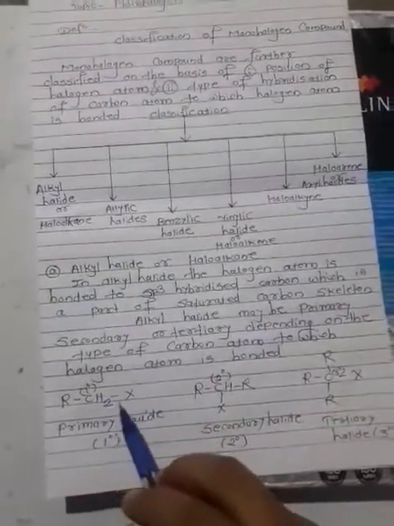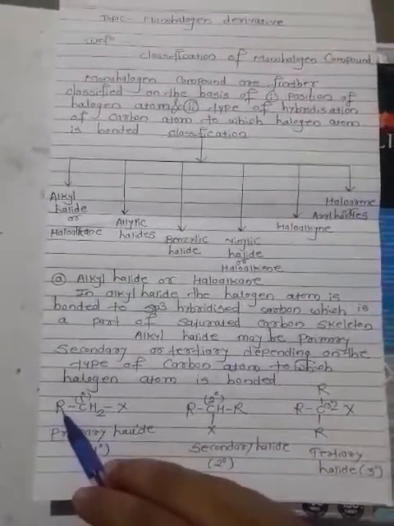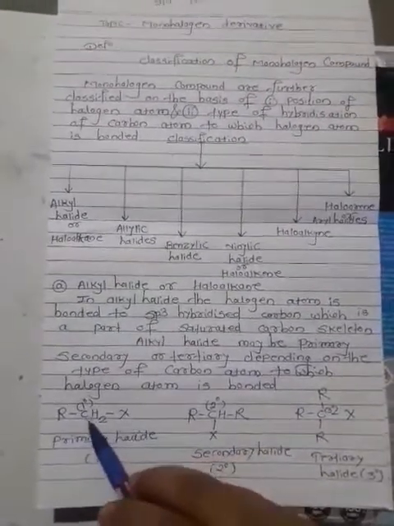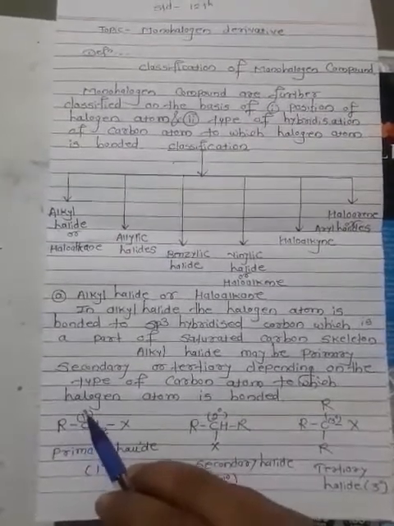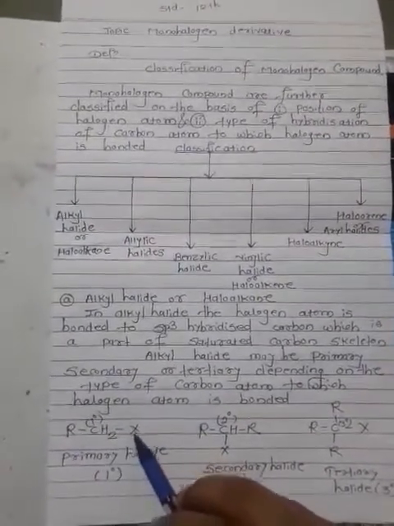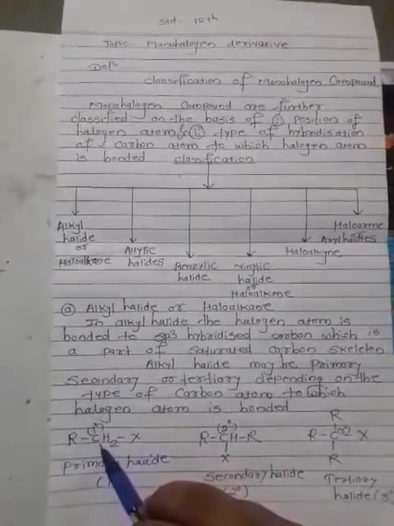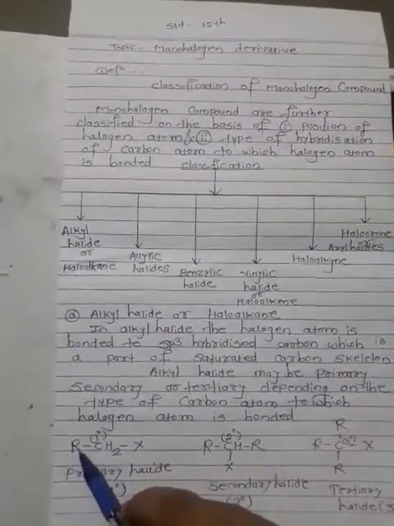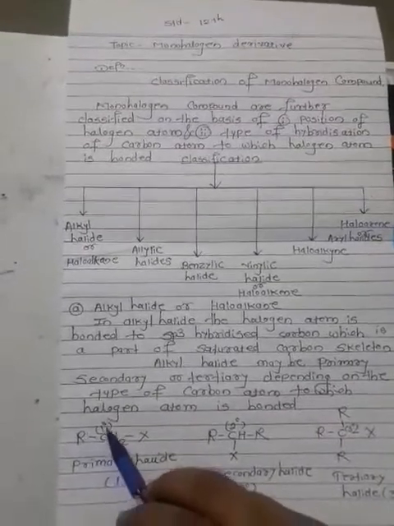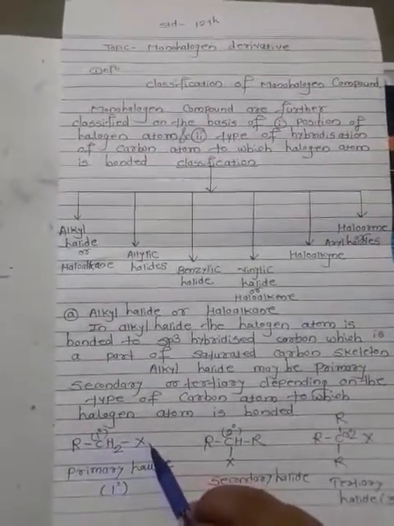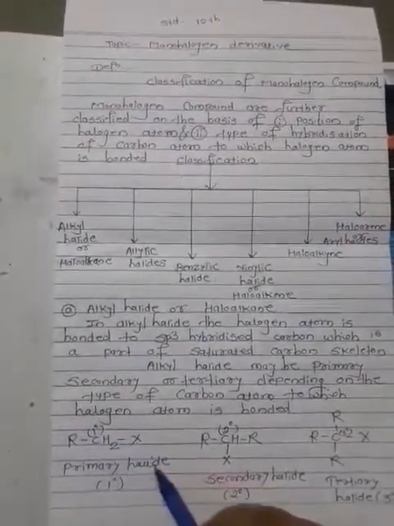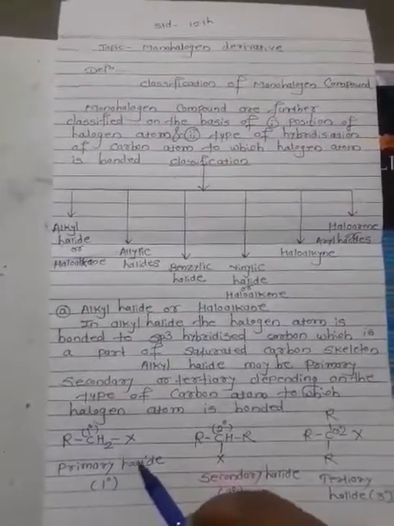Now we see the example. In this, R stands for the alkyl group, X for the halogen atom, and this is 1 degree, meaning primary carbon. In this compound, the halogen atom is bonded to a primary carbon, and primary carbon means the carbon atom which is bonded to only one other carbon. So this is the primary carbon, and the halogen atom is bonded to it, so it is a primary halide, denoted by 1 degree.